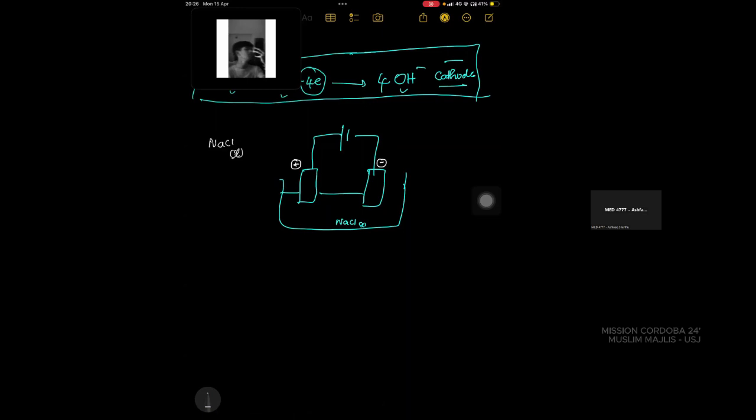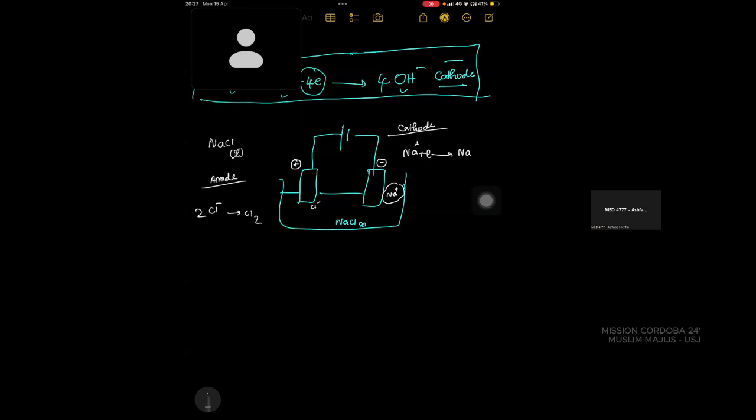Na plus will go near which electrode, positive or negative? Negative. And Cl minus will come near the positive. So at the negative electrode, Na plus will get converted to sodium by taking in one electron. This is the cathode. At the anode, Cl minus will convert to Cl2. Is this setup clear? This is what will happen when you electrolyze molten NaCl. Is it clear?